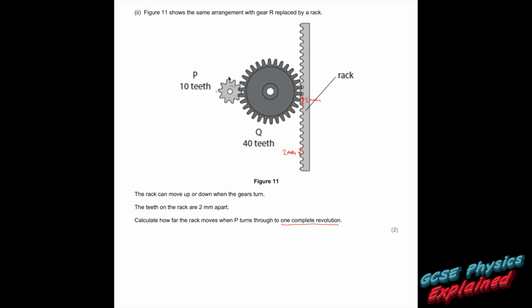Right, well if P does 1 complete revolution, that's going to be 10 teeth that turn. Remember, the teeth turn in a 1-to-1 ratio. So for every time that this tooth turns, you have to have one of those teeth turn because they're interlocking. And if this turns 10 teeth, it means that this is going to move 10 teeth. Now, each tooth is 2 millimeters. So it's going to be 2 millimeters per tooth times 10 teeth equals 20 millimeters. And there you go. That's how to take care of business.